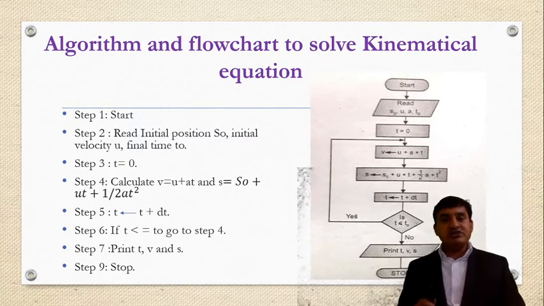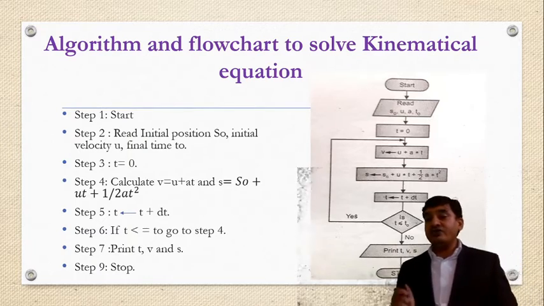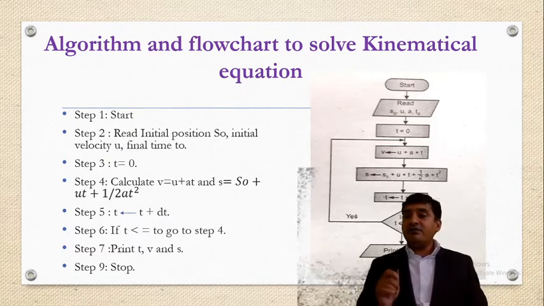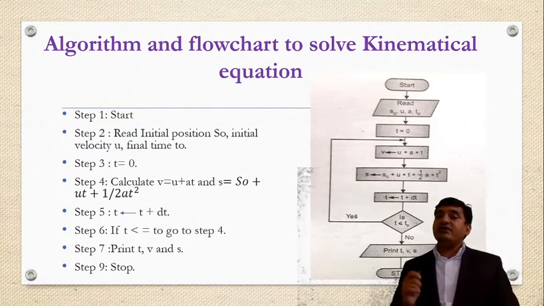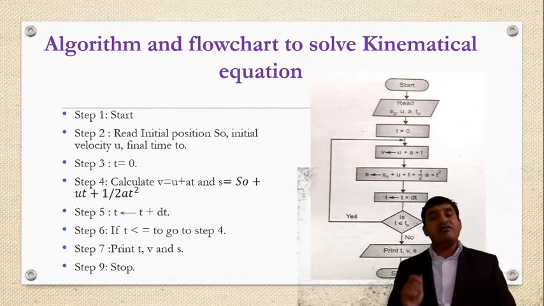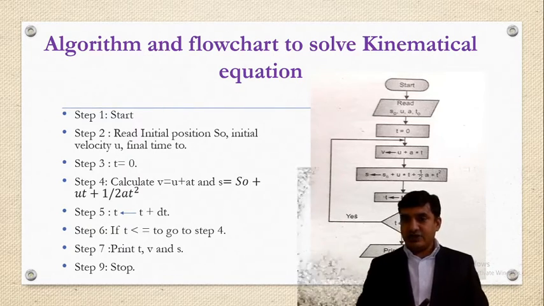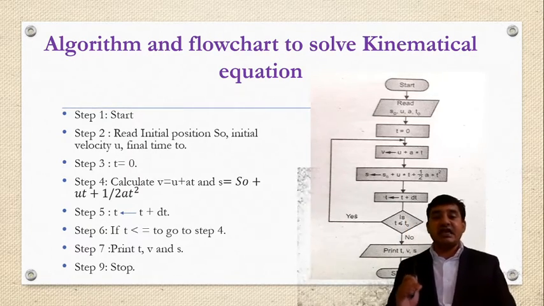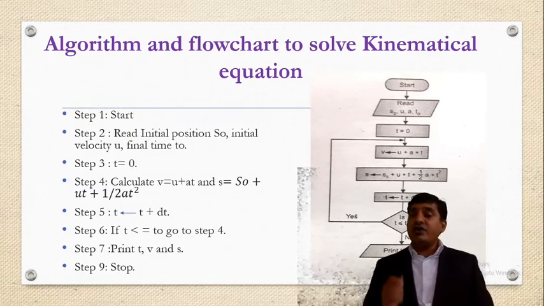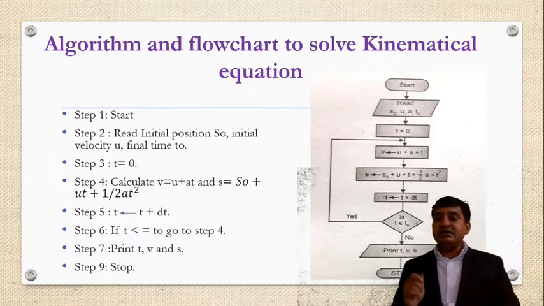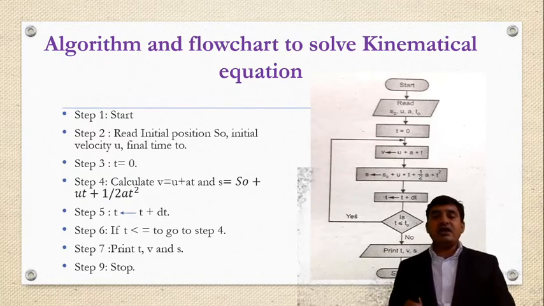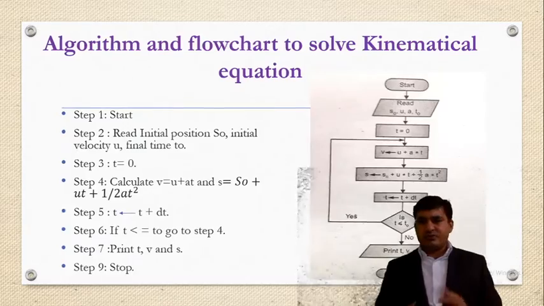Check the condition: is t less than or equal to t0, that is the final time? If yes, then again calculate final velocity v and final position s. This process is carried out as long as t is less than or equal to t0. When t is greater than t0, then print t, velocity v, and final position s, then stop.